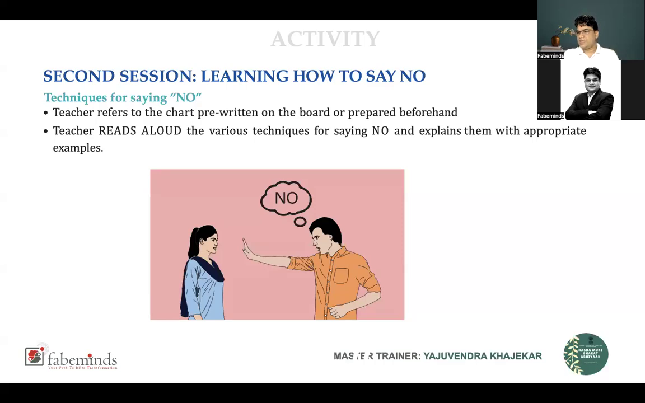Okay, second session, learning how to say no. So, techniques for saying no. Like we discussed how to avoid negative pressure. So there are techniques for saying no. Teacher refers to the chart pre-written on the board or prepared beforehand. Teacher reads aloud the various techniques for saying no and explains them with appropriate examples.